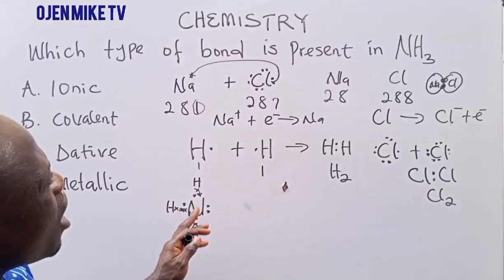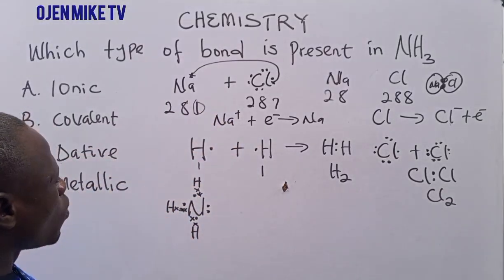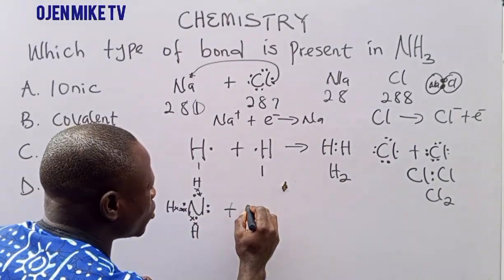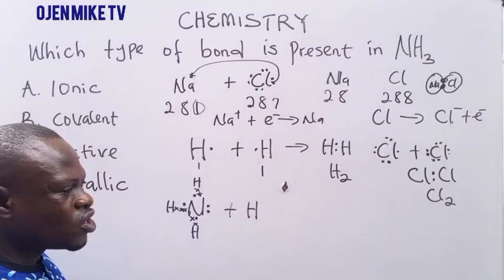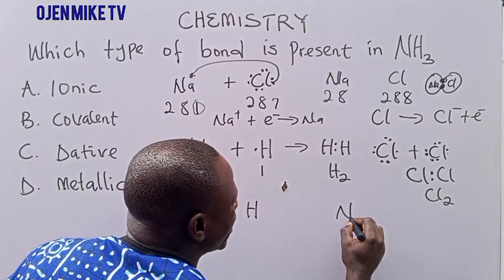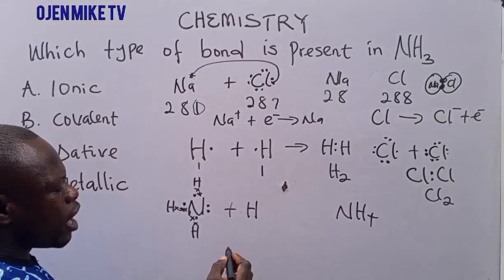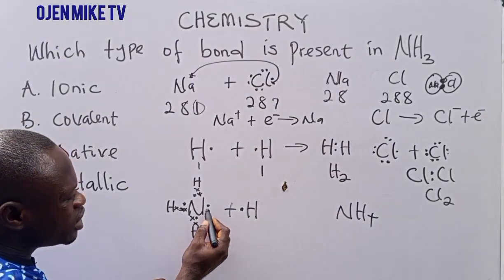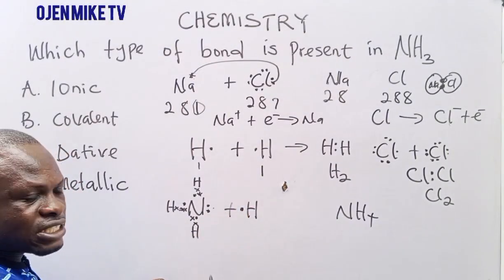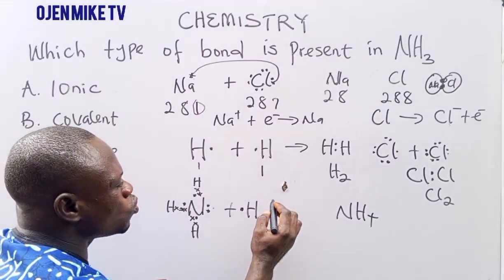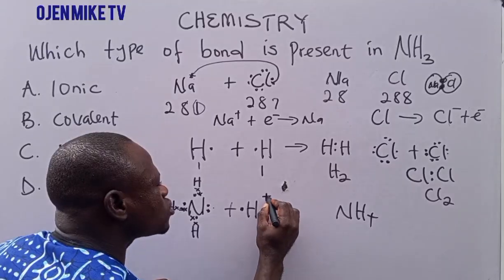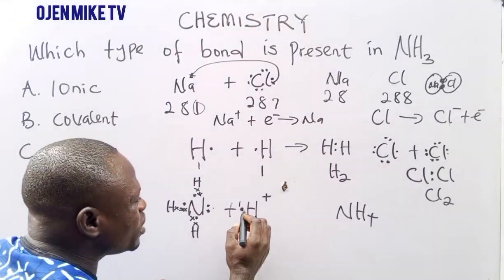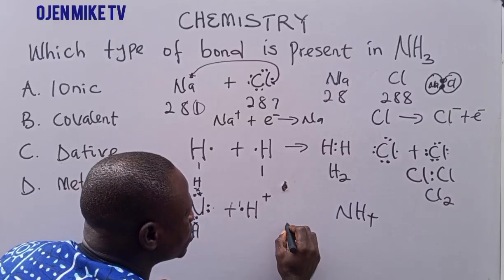Are you following? But now, ammonia will require another hydrogen to form ammonium. Ammonia plus hydrogen will form what we call NH4. But remember, hydrogen here has 1 valence electron, and here is already complete. There is no way you can come and add here. What it will do is lose an electron. It will remove this electron so that both of them can combine together.